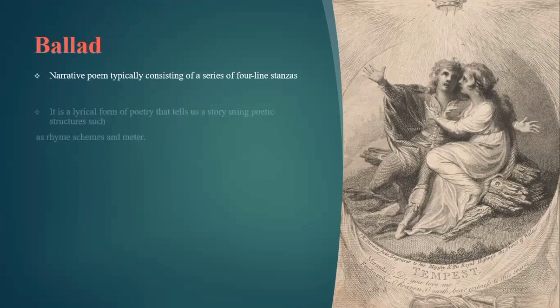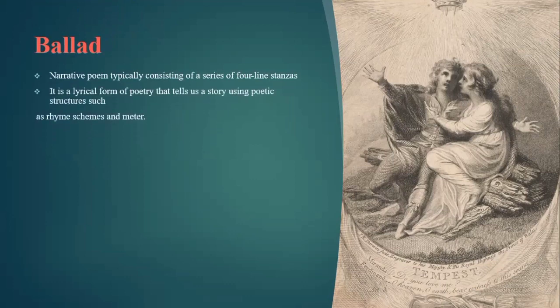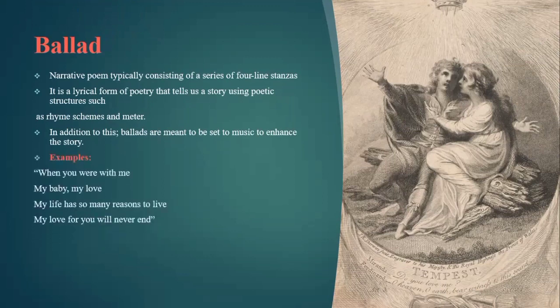The next one is ballad. Narrative poem typically consisting of a series of four-line stanzas. It is a lyrical form of poetry that tells us a story using poetic structures such as rhyme schemes and meter. In addition to this, ballads are meant to be set to music to enhance the story. In ballad, we use music to convey the message or story from generation to generation.